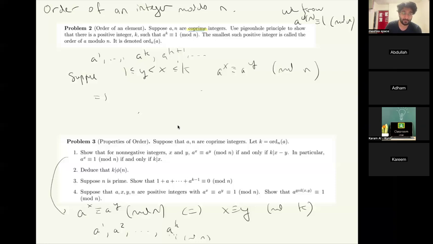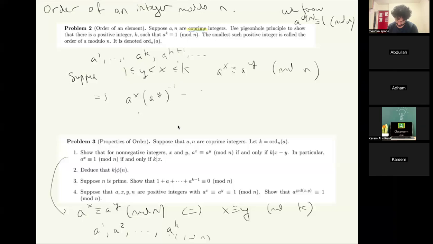Because a is coprime, a to the y is also coprime to n. We can multiply coprime numbers, and because of that, it has a multiplicative inverse. Okay, so we can take a to the x.